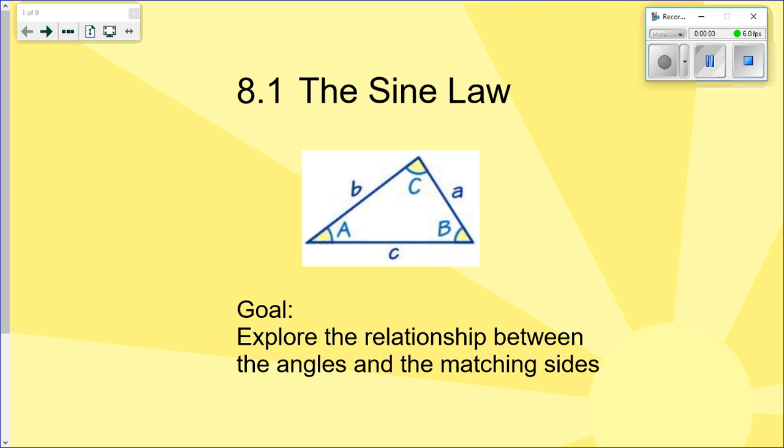All right, guys, it's time to start scaring you with triangles that don't have 90-degree angles in there. So everything that you've learned about trigonometry, none of it applies here. Well, not all of it anyways.